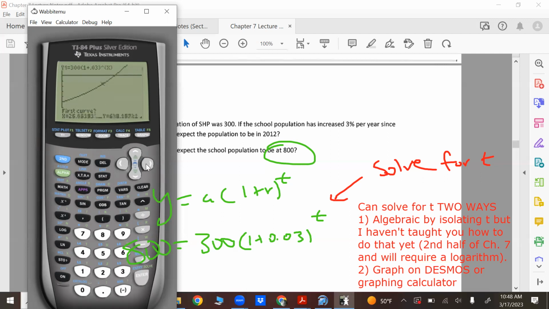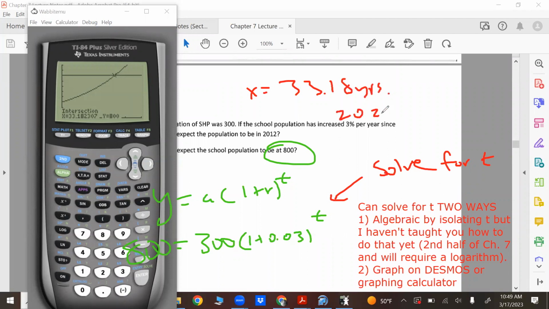You move close to the point of intersection. It says first curve, which is the exponential function. Just get close to it, hit enter. Second curve, I'm on the line. Just get close to it, hit enter. Ask for guess, hit enter again. And it'll give you the answer. But how do you do it? I'll do it one more time. It's about 33.18 years.